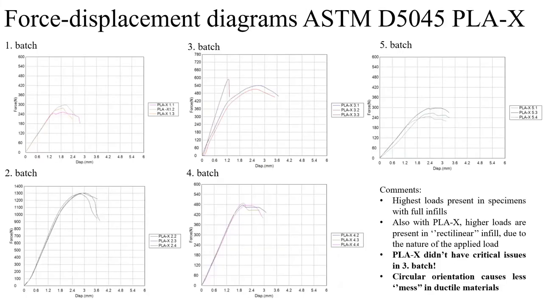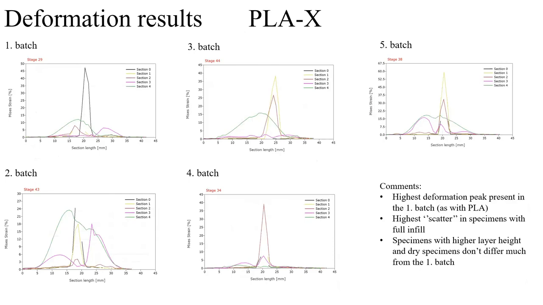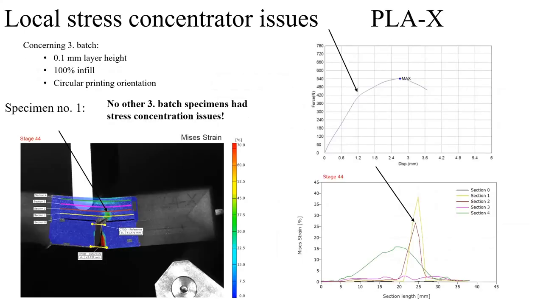The same applies to the PLA-X material: highest force in full infill density batches. Also, the rectilinear has a bit higher forces than circular due to the load nature. The deformation results also show that in lower infill density, the crack will most probably propagate according to the expected path, and the more material you have, the more deformation there will be around the propagating crack. The same issue applies in this ductile material, but the influence of the local stress concentrator, maybe due to the ductile nature of the material, was not as evident as in the quasi-brittle PLA material.